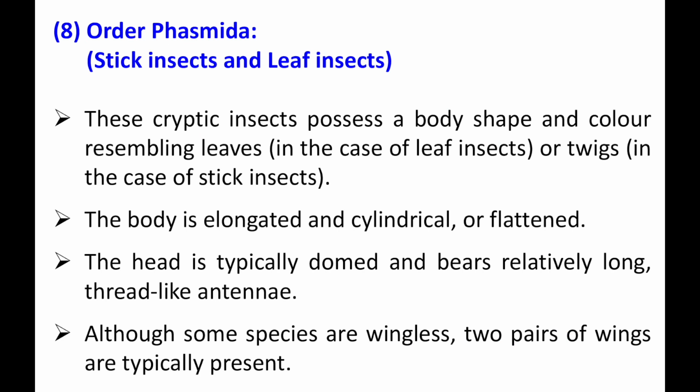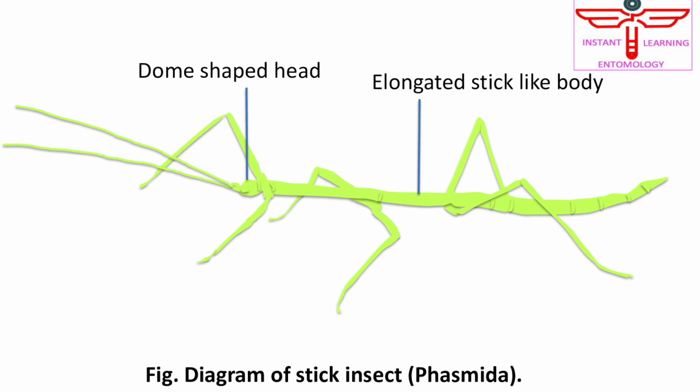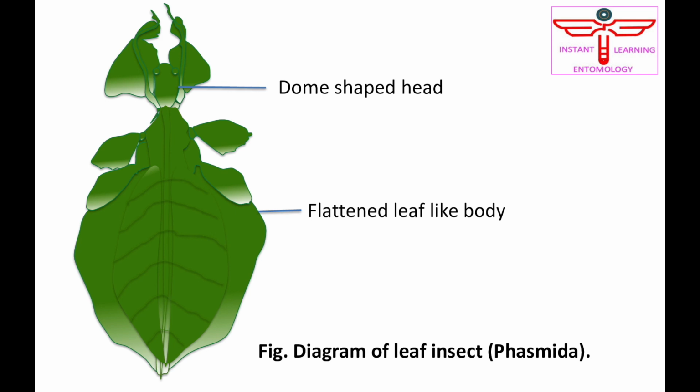Order: Phasmida. The stick insects and leaf insects. These cryptic insects possess a body shape and color resembling leaves, in the case of leaf insects, or twigs, in the case of stick insects. The body is elongated and cylindrical, or flattened. The head is typically domed and bears relatively long, thread-like antennae. Although some species are wingless, two pairs of wings are typically present.